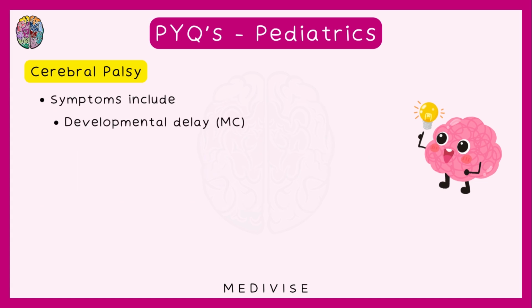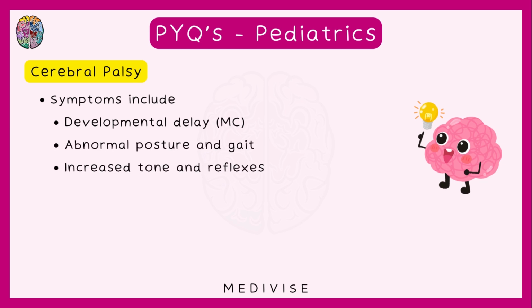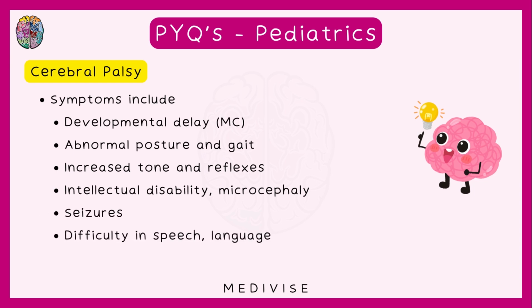Now what are the symptoms seen here? These include developmental delay, and in fact this is the most common symptom seen here. We also have abnormal posture and gait, increased tone and reflex. So remember that in most cases the tone and reflexes will be increased and not decreased. Intellectual disability is seen as well as microcephaly, and both of these were given in the options. Seizures and also difficulty in speech and language.